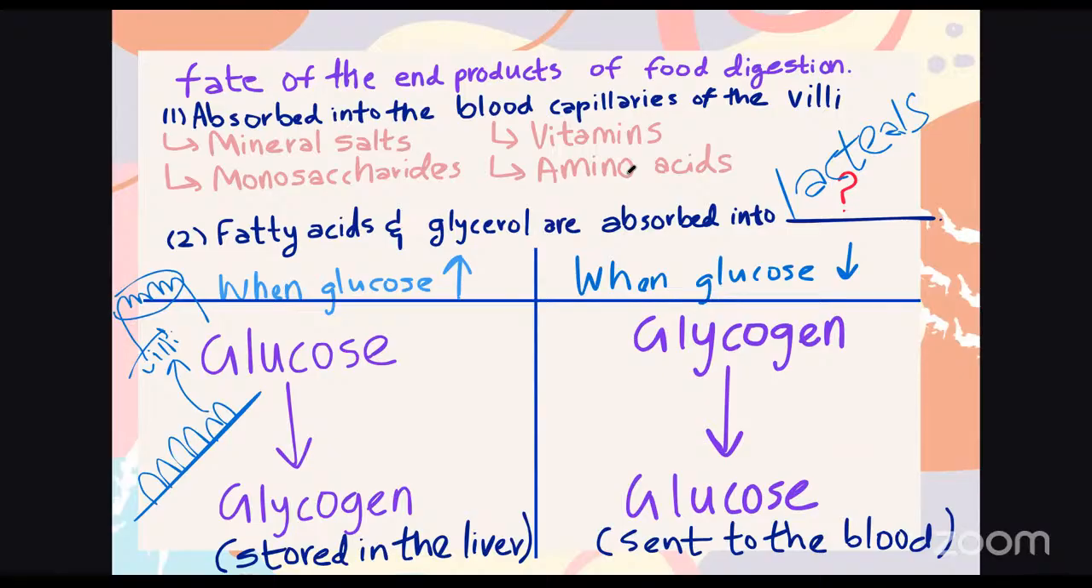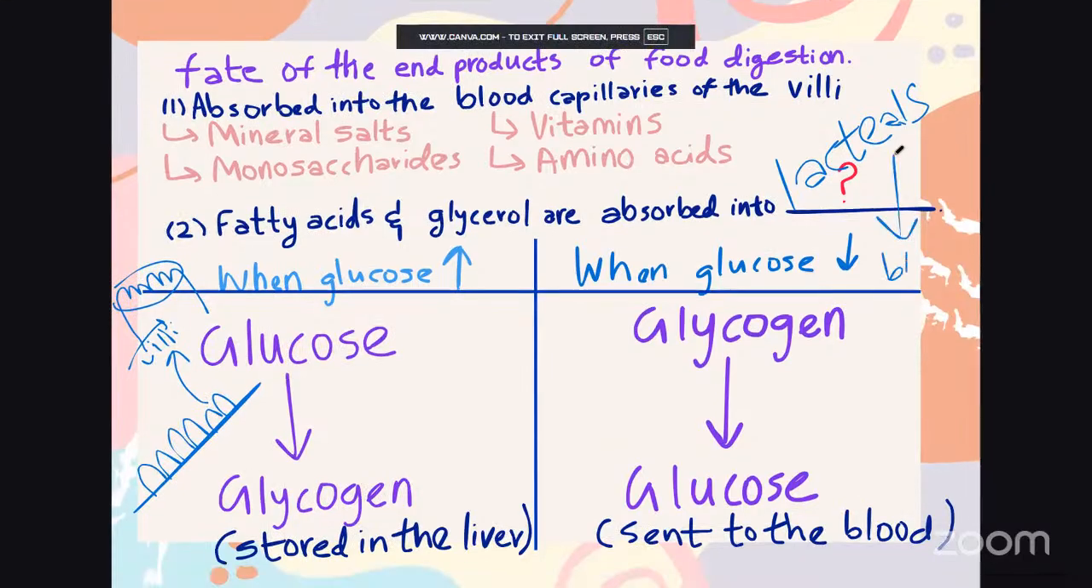As for the liver part, the blood absorbing all the nutrients becomes rich in nutrients, so it is sent to the liver, and from the liver it's distributed to the parts of the body. That is correct, but now I'm asking a completely different question. Fatty acids and glycerol get absorbed into lacteals, and from lacteals they go into blood capillaries. So know that.